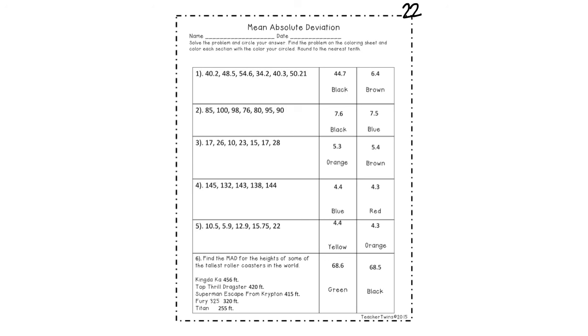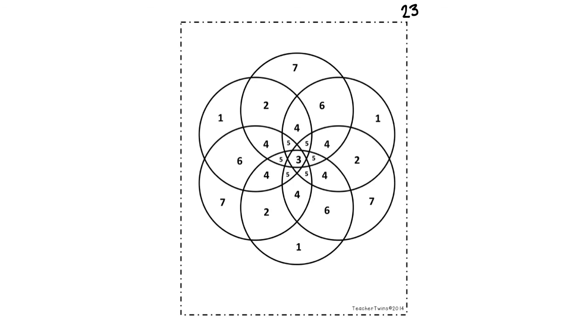So for number 1, once you determine if the correct answer for the MAD is 44 7/10 or 6 4/10, you'll go to the next page, and all the ones you will color either black or brown. And when you solve number 2, you will be using either black or blue to color in all the 2's, depending on which one's the correct answer. So the numbers inside the circles represent the problem number, and so you look at your code to see what color to color those in. Make sure you turn in both pages 22 and 23 when you turn this in.